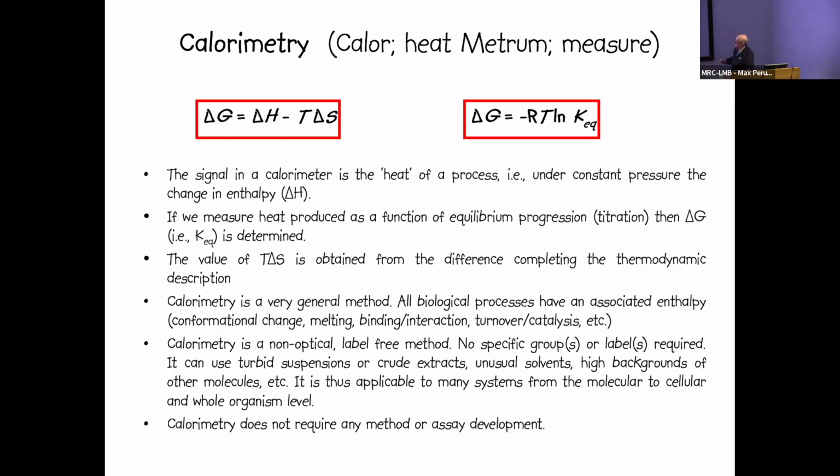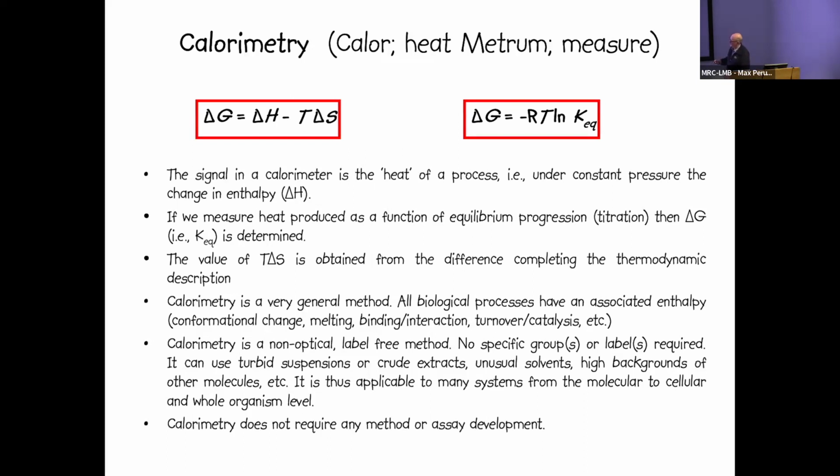However, in addition to that, pretty well all biological processes, or all reactions or conformational or equilibrium processes that we might want to study, will have an associated enthalpy. The enthalpy is our signal. So everything's going to have a signal. We can measure anything: conformational change, melting, binding, interactions, enzyme turnover, protein turnover, enzyme catalysis. Pretty well anything can be measured.